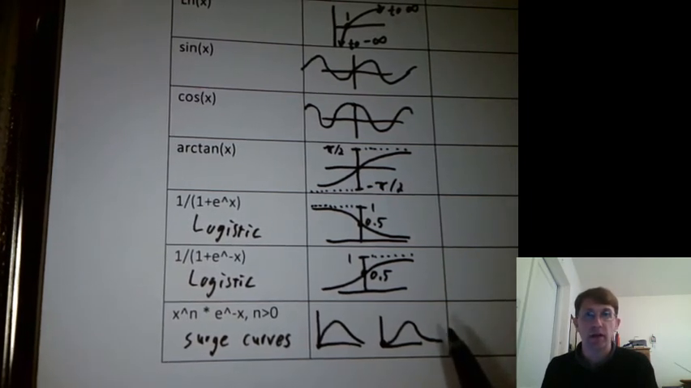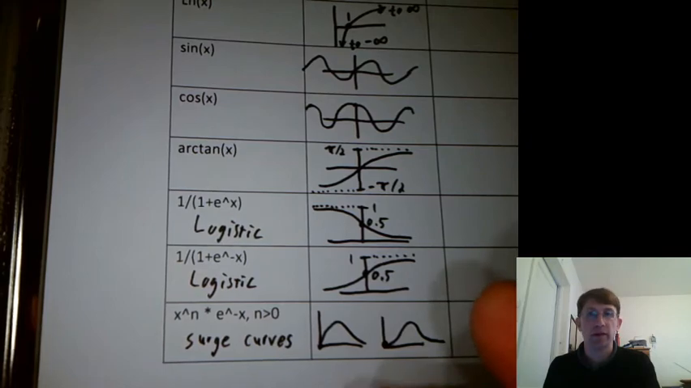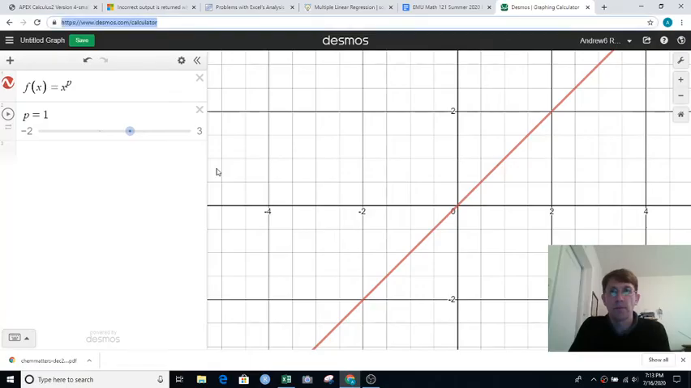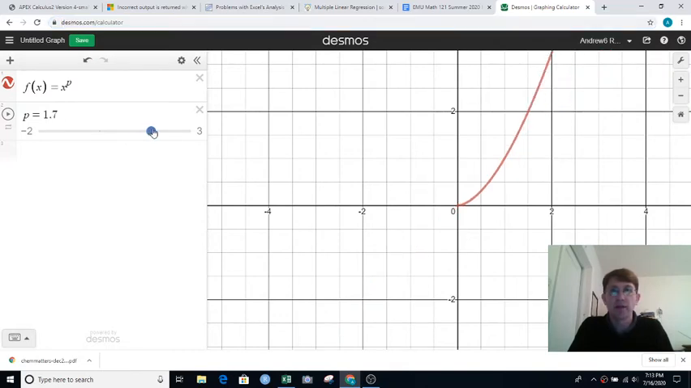All right, let's go look at x to the 1.1, etc. in Desmos. All right, here I have just plain x to the p, with p being a slider. Right now I've got p set to 1, so it's x to the 1, or y equals x. No big surprise if I set p to 2, then we get a parabola, or if I set p to 3, we get a cubic.